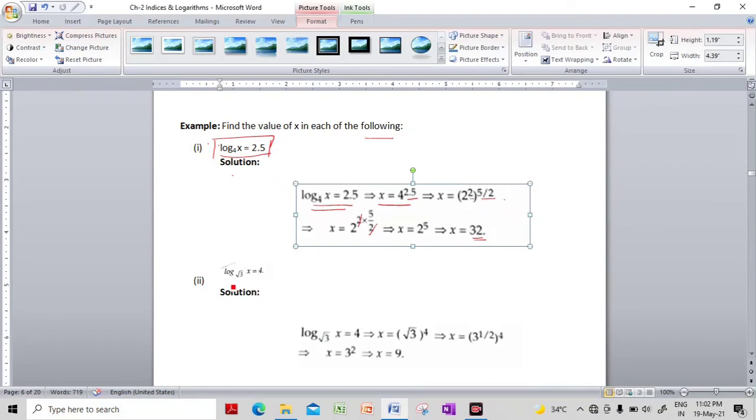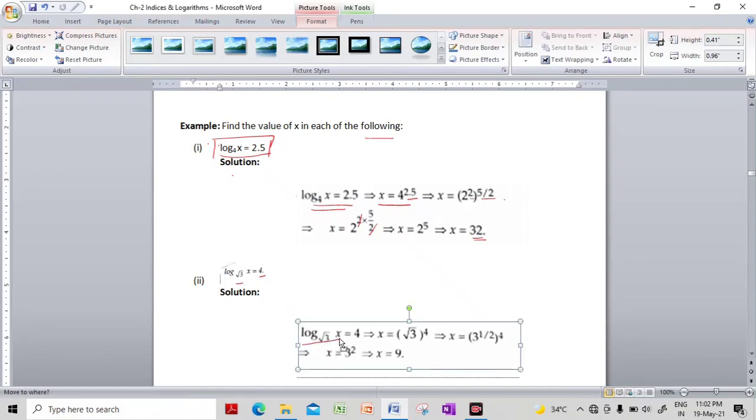Second example, log of x to the base under root 3 equals to 4. Here also first we convert this logarithmic form into exponential form, which can be written as x equals to under root 3 to the power 4. Here under root 3 will be written as 3 to the power 1 by 2, raised to 4. Here again 1 by 2 and 4 are in multiplication. So when we multiply them, 2 and 4 get cancelled and we are left with 3 square, and the square of 3 we know is 9, which is the value of x for this question.